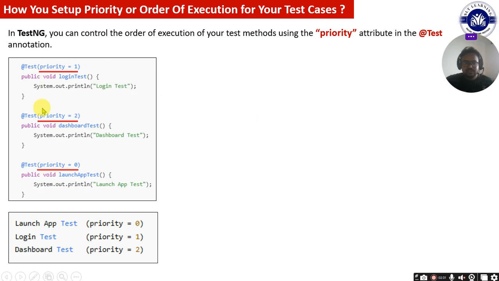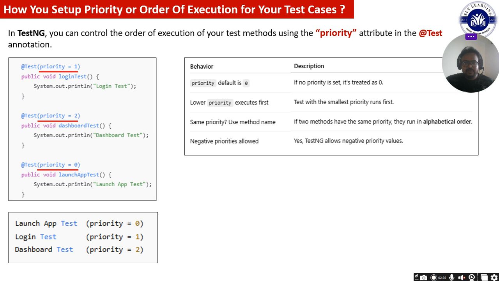This syntax you need to remember, guys: priority = 0, priority = 1, and so on, when you are answering this question. The default priority is 0. If you do not pass anything, by default it will take 0. If no priority is set, it will be treated as 0. So if you keep the priority blank, that particular test case will get executed first. Lower priority is executed first.